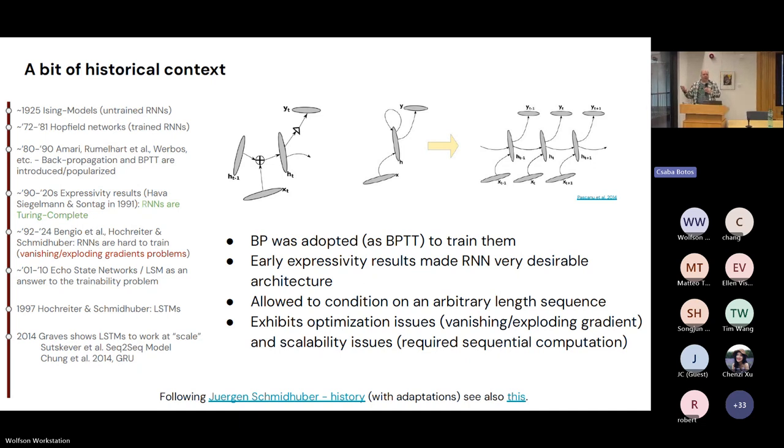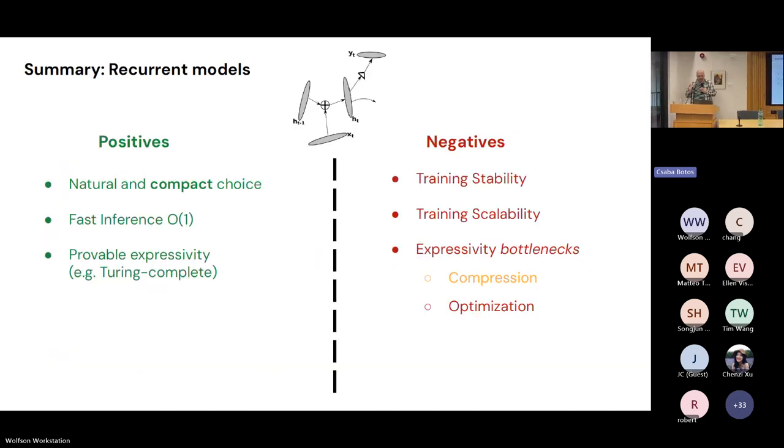So it became the de facto model until 2017, maybe 2018, when it was taken over by transformers. And now we're trying to get them back to be there.